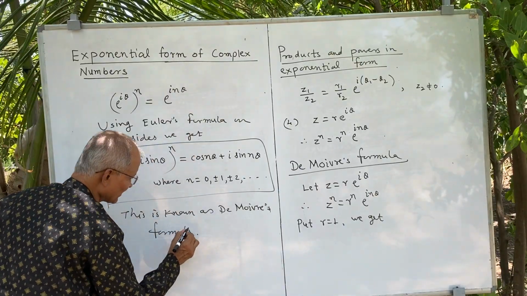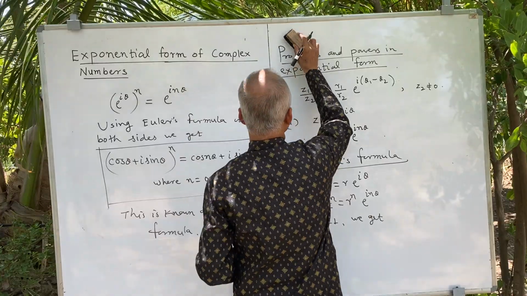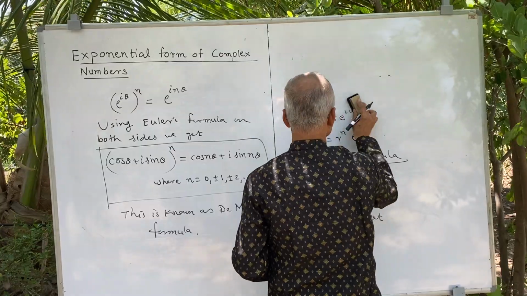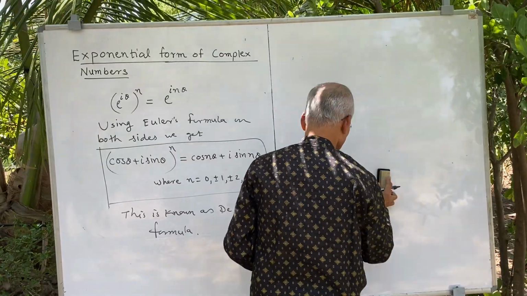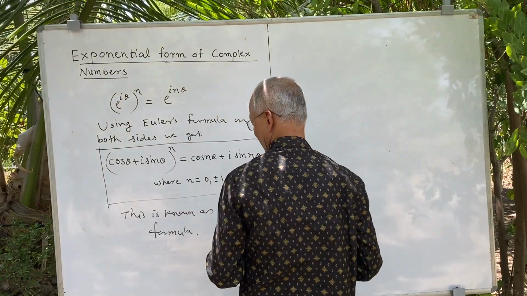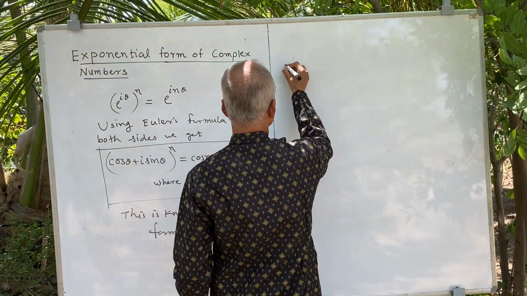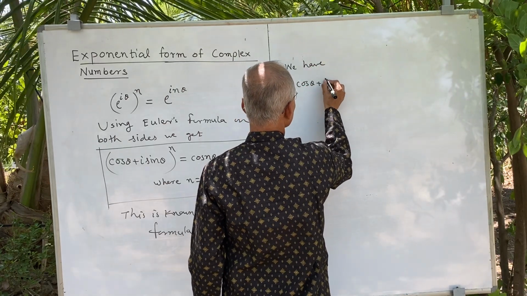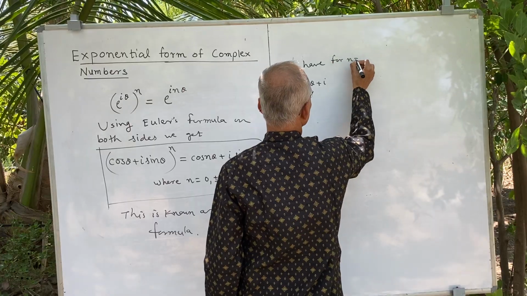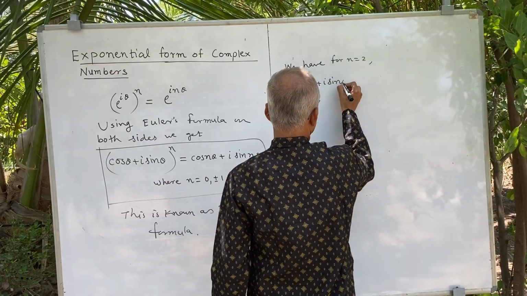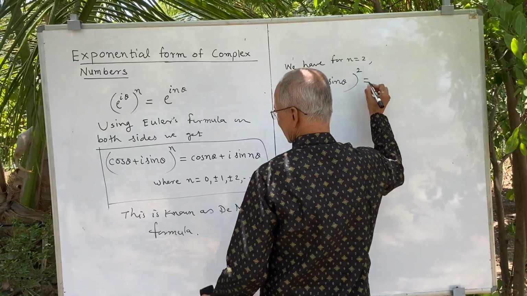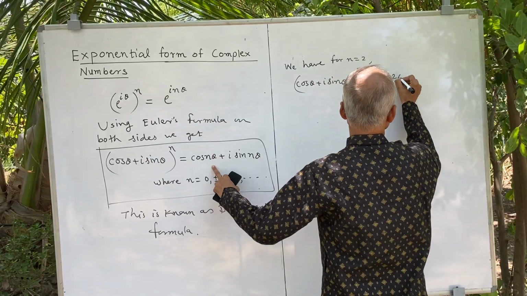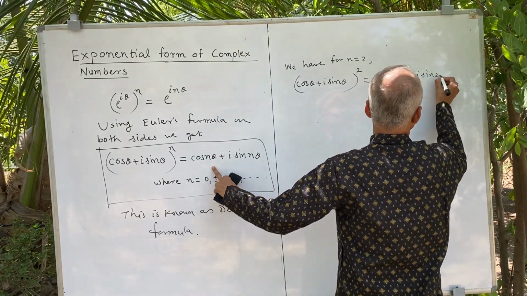Now this formula is very important and useful. Now we can verify trigonometric formulas, or we can obtain trigonometric formulas from this. For example, see we have cos theta plus i sin theta raised to 2, put n is equal to 2 on either side. This is equal to cos 2 theta plus i sin 2 theta.